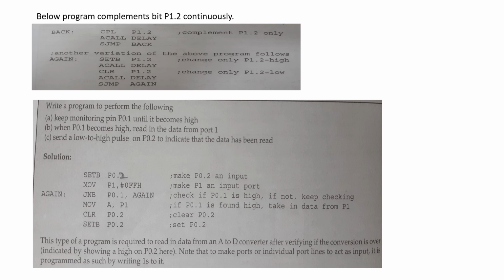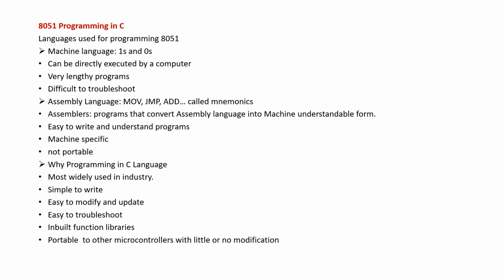P1 is an input port, getting data from outside. So the data on P1 is moved to accumulator A. After reading the data from port 1, we need to give a low to high pulse on P0.2. For that, we clear P0.2 first, and then we set P0.2 high. So we are giving a low to high pulse on P0.2.